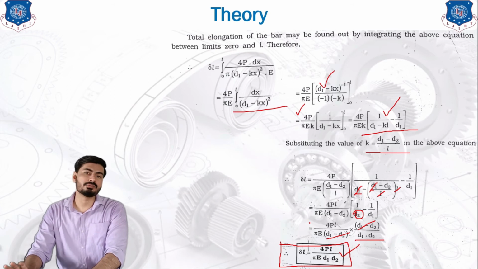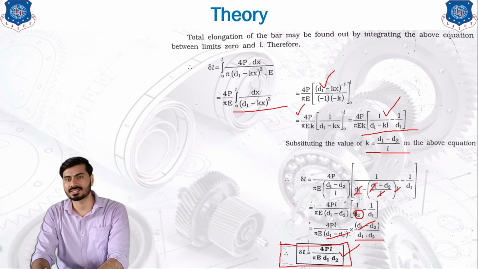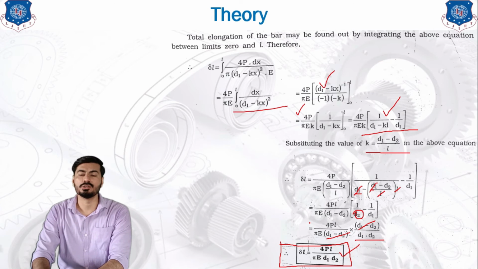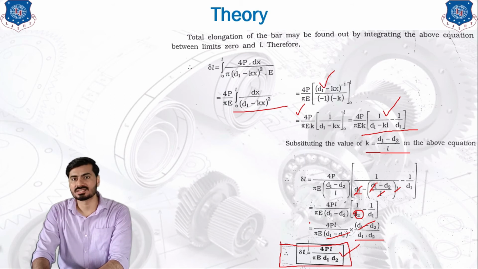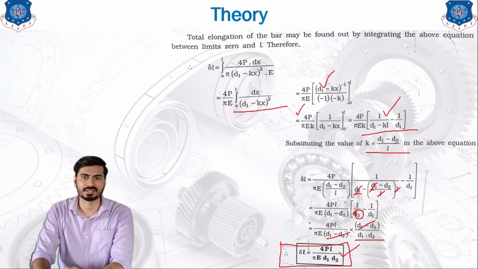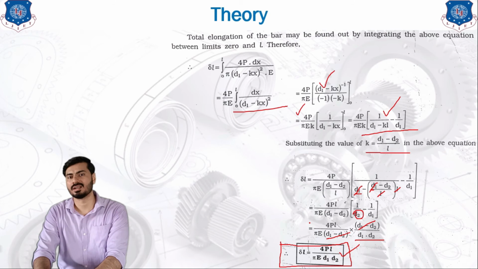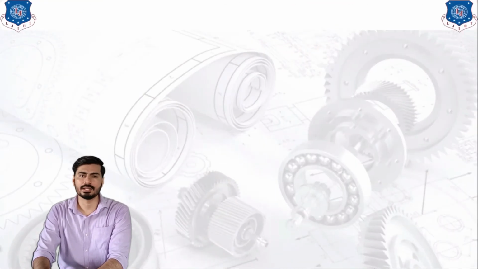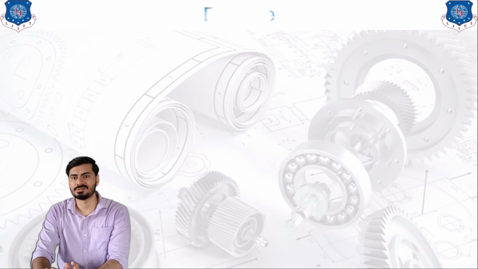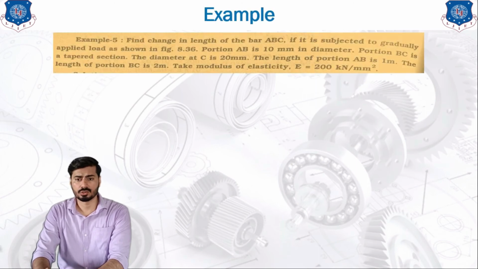Whenever the uniformly varying section is asked in your examples, you need to use this equation to calculate the answer. The answer should be in mm because this is nothing but the change in length. So the unit of this answer must be mm. Now we are going to look at a practical example so that you can relate to it. So we are going to use one basic example.